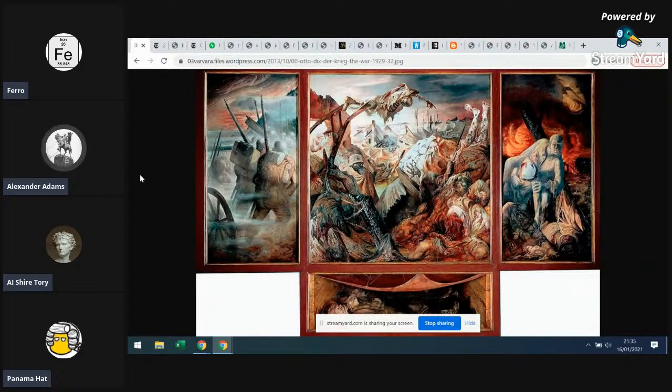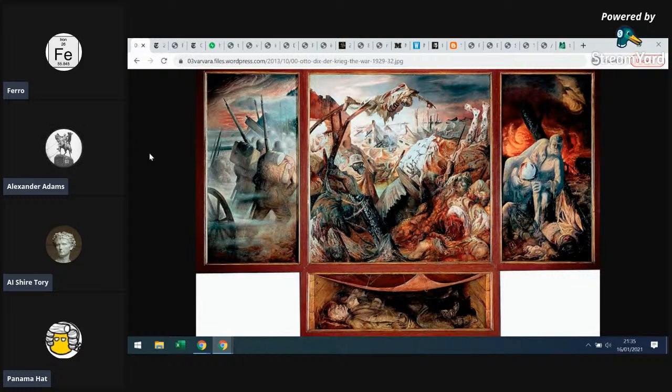Okay, so this is Otto Dix. Otto Dix was another artist, another veteran of the First World War. He made some really great etchings of the First World War, which I didn't include, but this is slightly more interesting because this is a later work from 29 to 32.